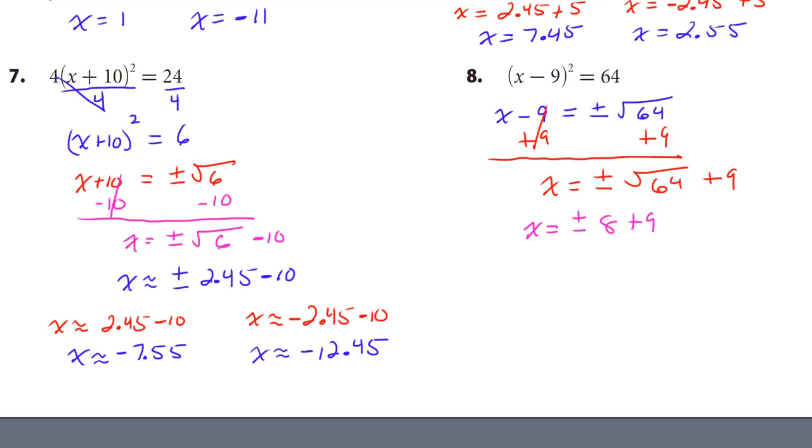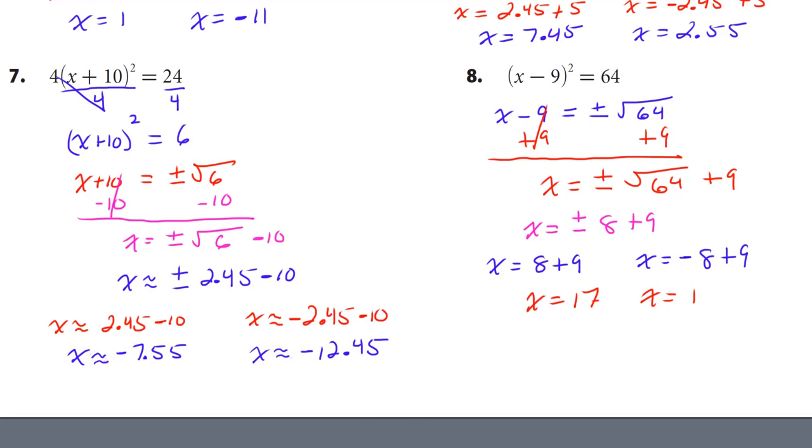Then we're going to split these up into two different equations, so x equals 8 plus 9, and the other equation, x equals negative 8 plus 9. And 8 plus 9 is 17, so x equals 17. And negative 8 plus 9 is 1, so x equals 1.